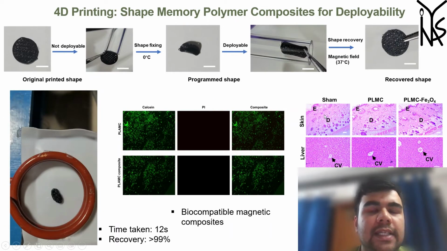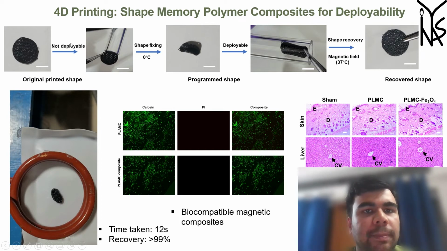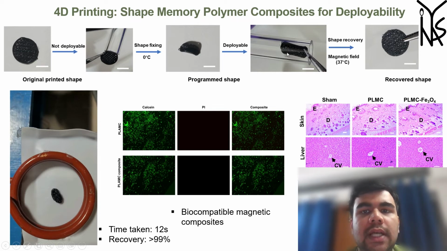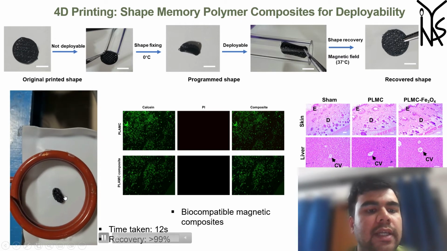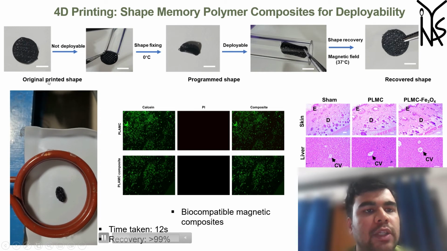Now, the additional highlight is that we also want to have the stents deployable. So, this is the original printed shape of a structure made of the composite of PLA-MC and iron oxide nanoparticles. In the original shape, it is not deployable, but once we deform and fix it into this temporary shape, this can be easily deployed inside a glass tube. Once we have this deformed shape in position at the site of deployment, we can start the alternating magnetic field, which can trigger the temporary shape to go back to the permanent shape.